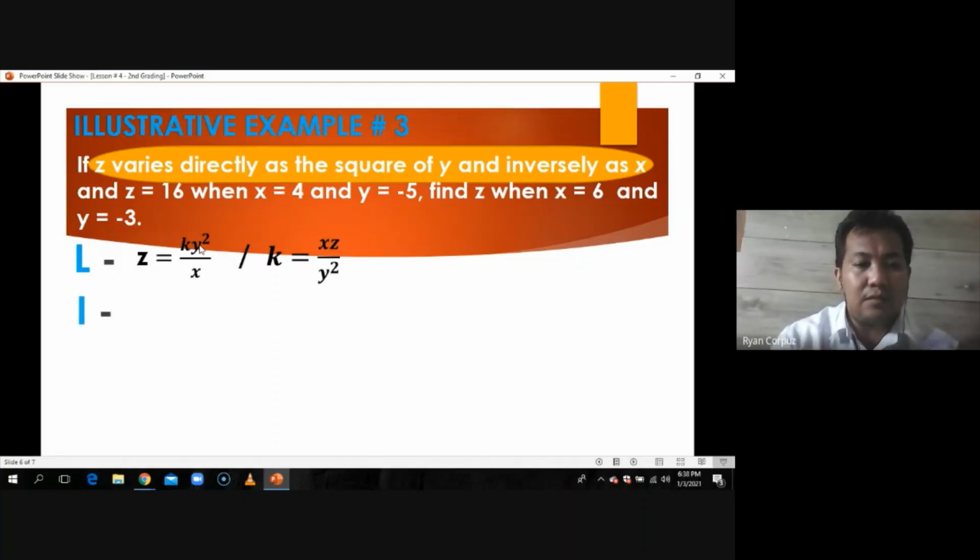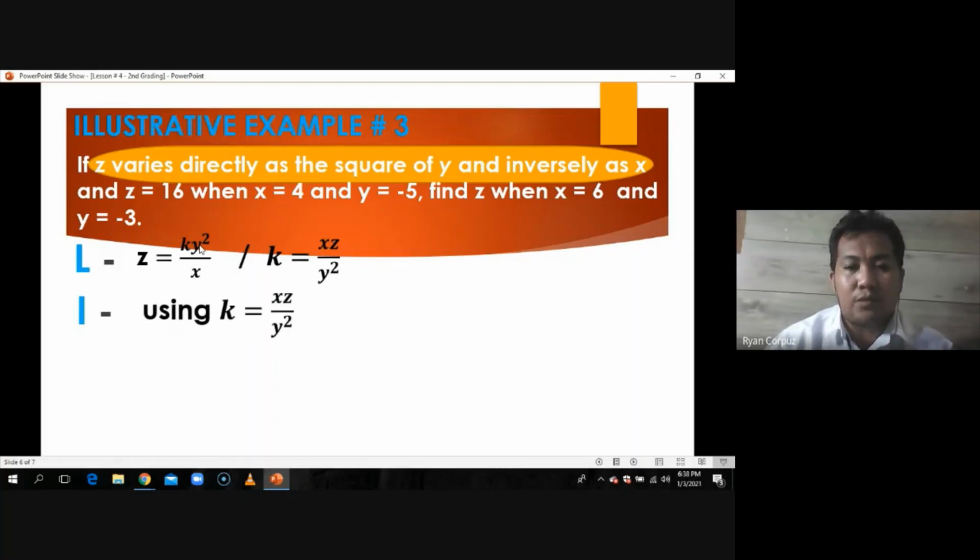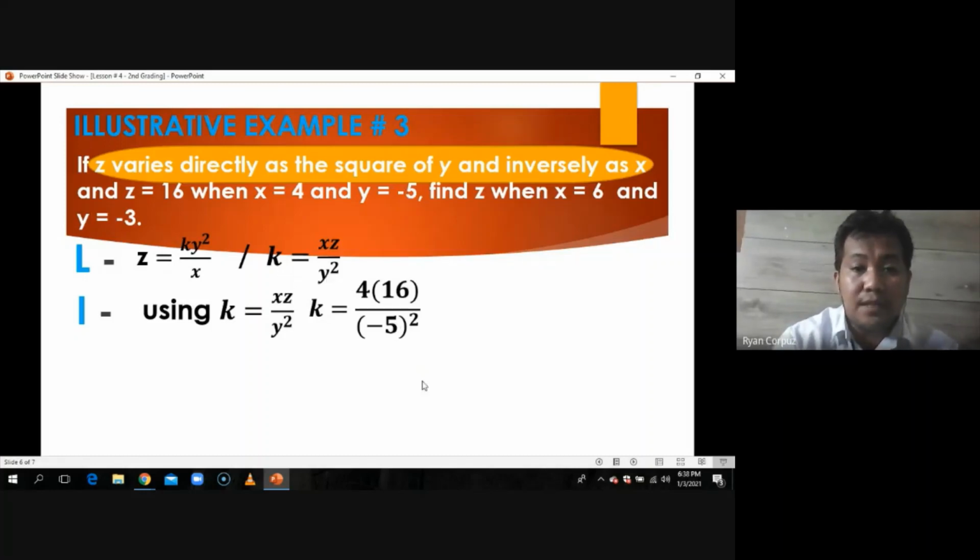Then, using the second form equation in finding the value of k, na k is equal to xz over y squared, let's find out the value of k with the help of the given values of z, x, and y in the problem. So start substituting it. So the value of x is 4, yung z is 16, then y is negative 5. So negative 5 squared. So 4 times 16, that would be 64. Then negative 5 times negative 5 is equal to 25. So we come up with 64 over 25.